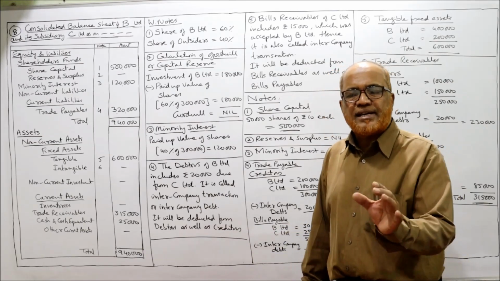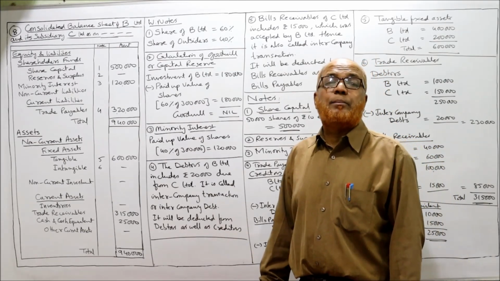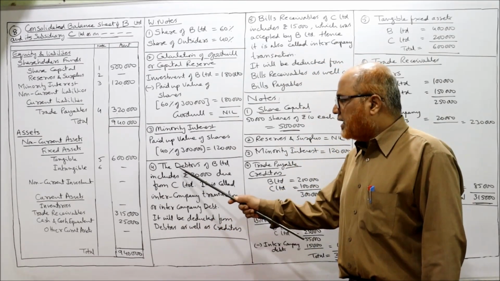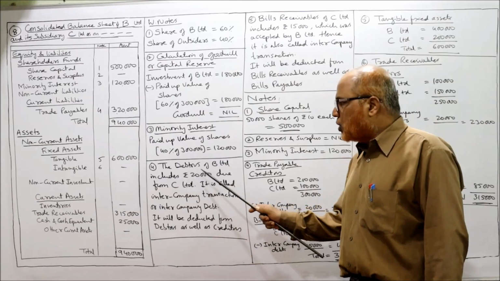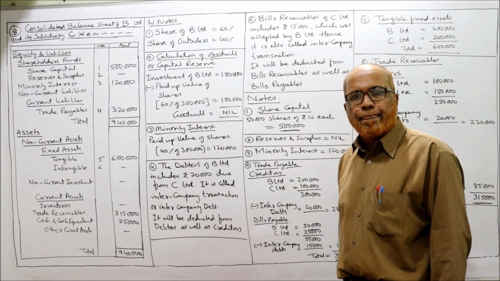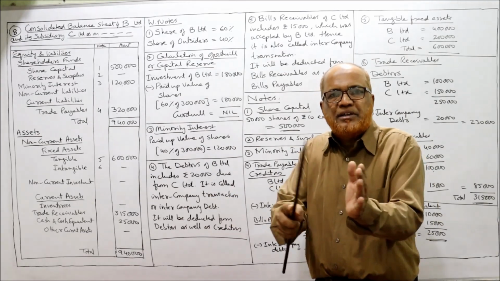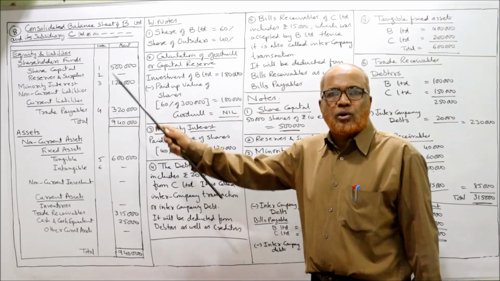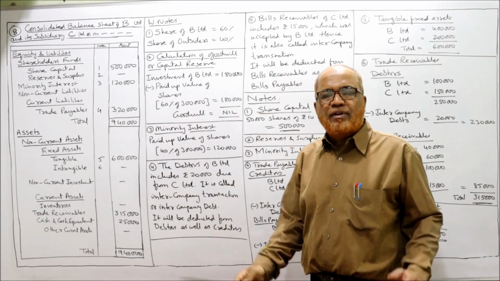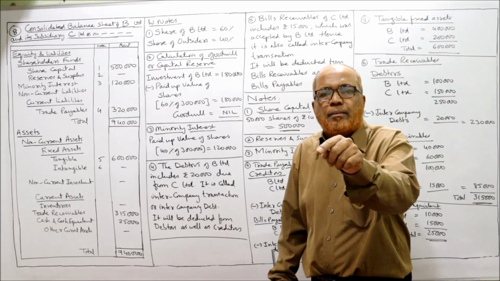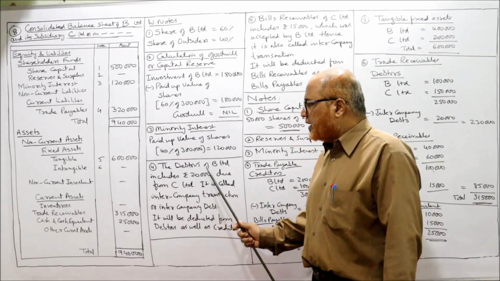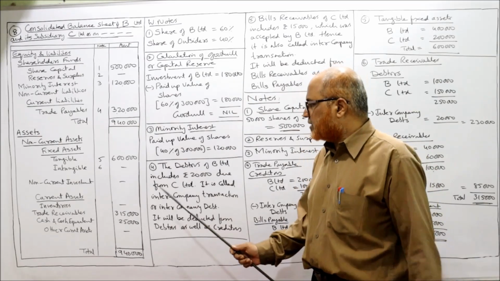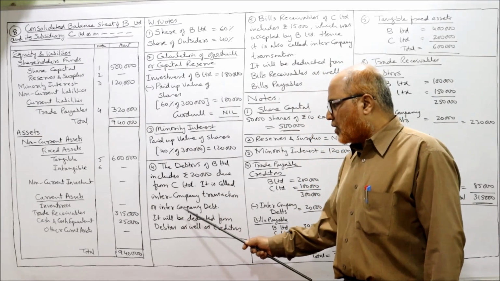Now I have already explained the intercompany transaction. Here for your benefit, I am writing it down. The debtors of B Limited include 20,000 due from C Limited. Now we are combining both B Limited and C Limited, the consolidated balance sheet of B Limited and C Limited. When we combine both the companies, intercompany transactions should be eliminated. The 20,000 rupees of debtors of B Limited, which is due from C Limited, is called an intercompany transaction or intercompany debt.